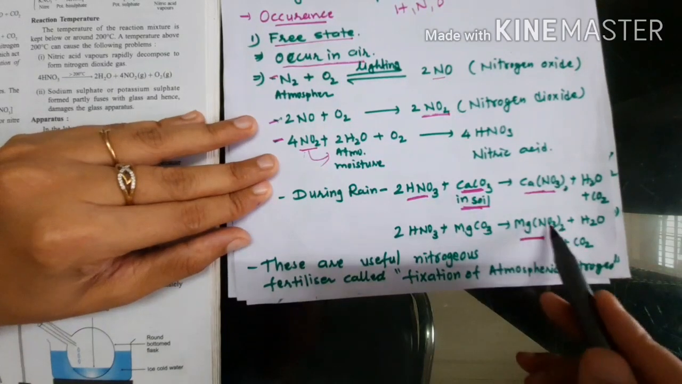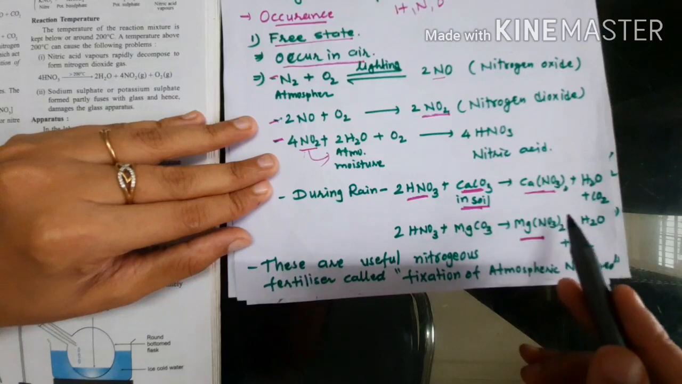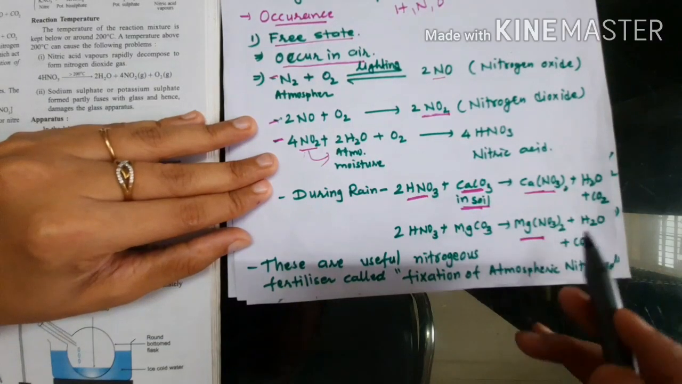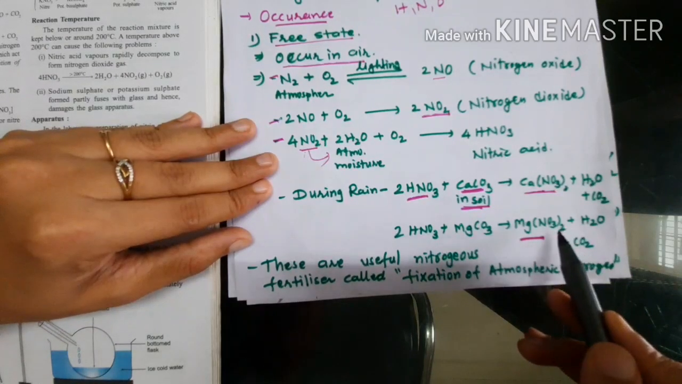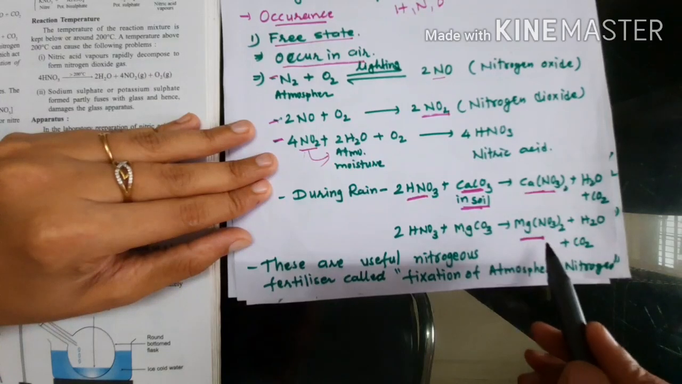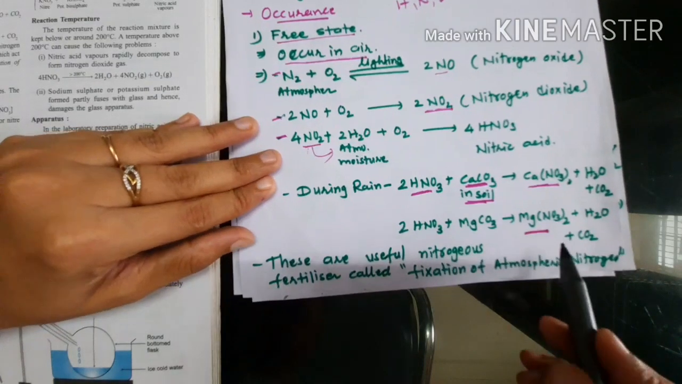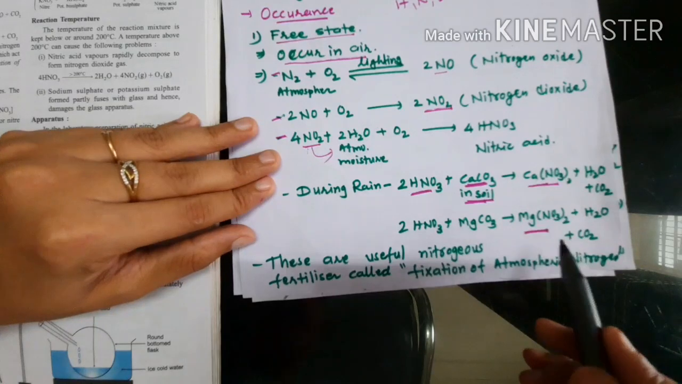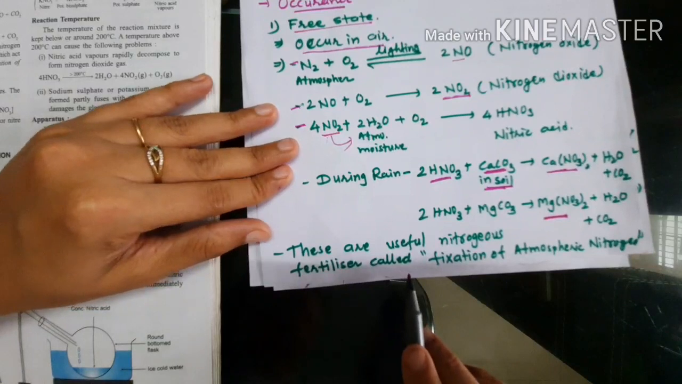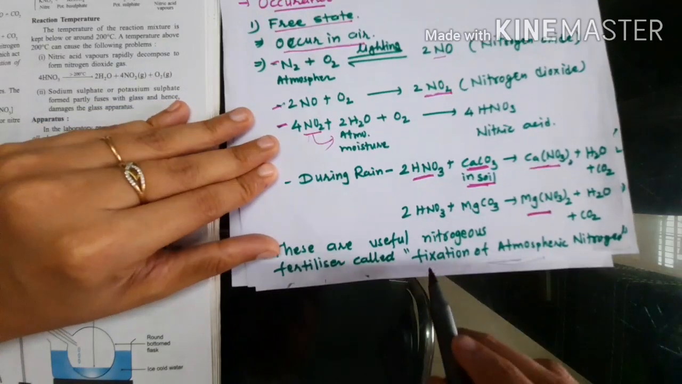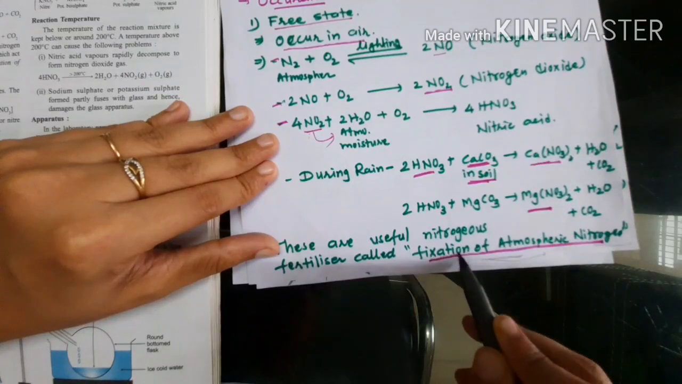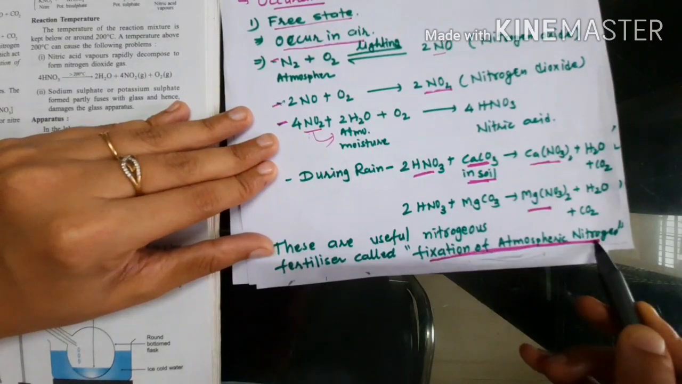If it is in limited amount, then it is useful. If it is more than the required amount, then it is harmful for the soil. It can destroy the fertility of the soil. If it is present in a limited amount in the soil, then the soil becomes fertile. So that's why these are useful nitrogenous compounds. And this is called the fixation of atmospheric nitrogen. What is it called? Fixation of atmospheric nitrogen.